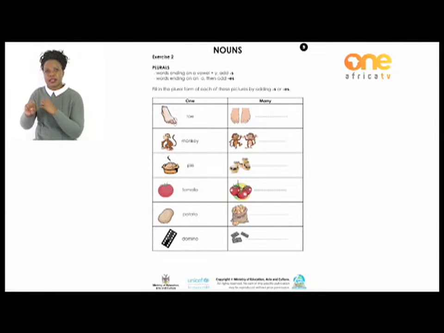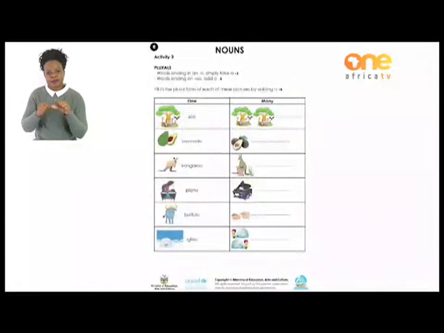Let's turn our books to page 6, activity 3. Words ending in an O, simply take S or add S. Words ending on double O, add S. Our first example, zoo. Zoos, where we are just adding S. So you will do avocado, kangaroo, piano, buffalo, eagle.